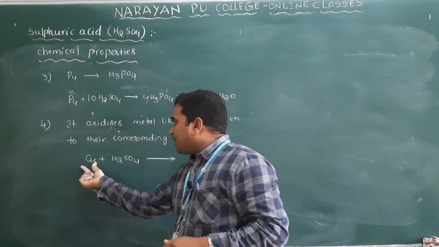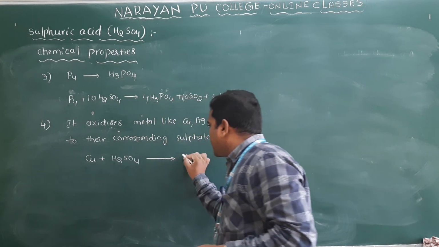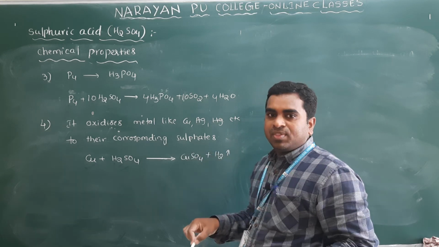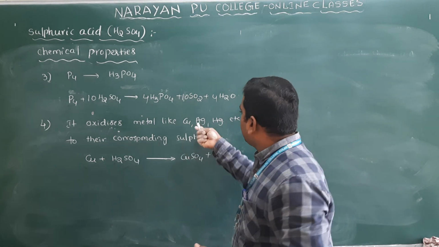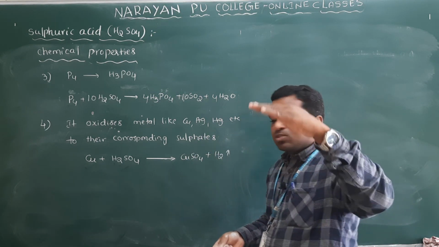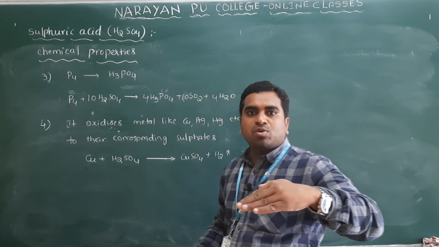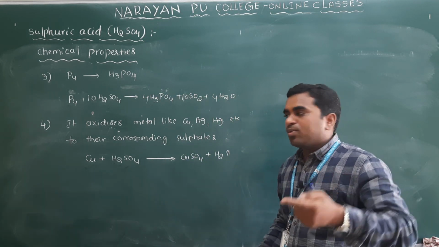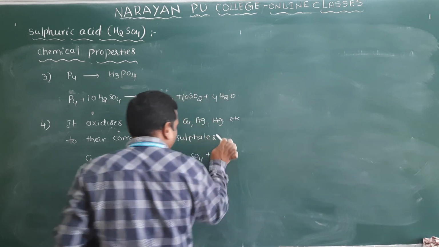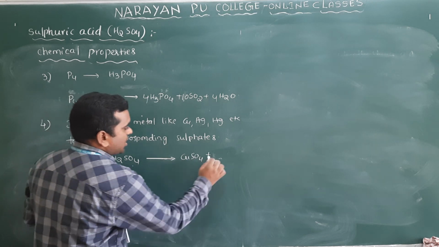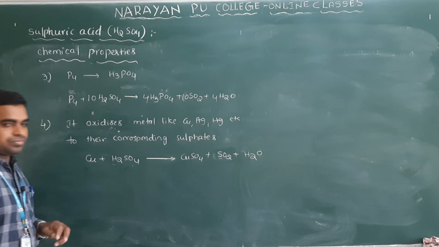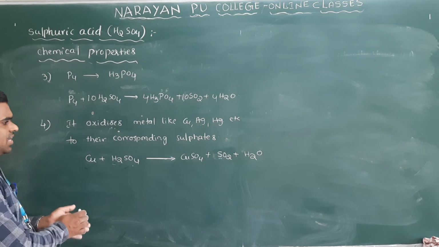But here copper, and you may think this is the answer, CuSO4 plus hydrogen gas. Clear? So this copper, silver, mercury, these all are present below the hydrogen. Below the hydrogen means what? So those metals which are present below the hydrogen cannot release hydrogen gas when they react with acids. Clear? So that's why this is not the product. So CuSO4, and H2SO4 will be reduced to SO2 plus what? H2O. Clear?